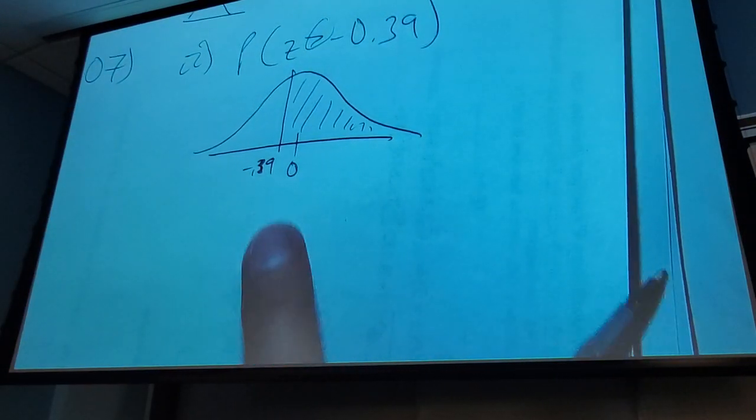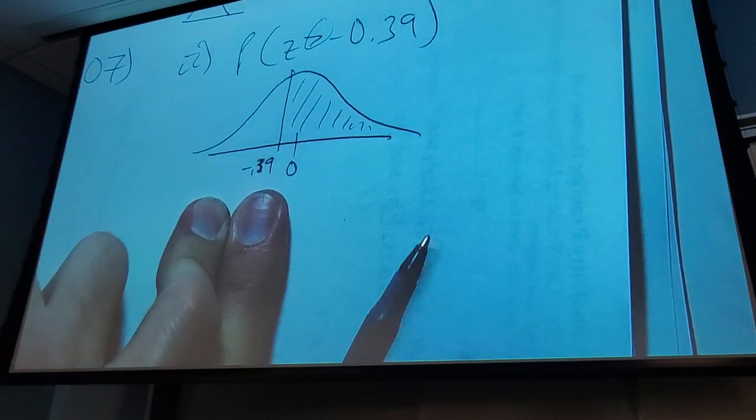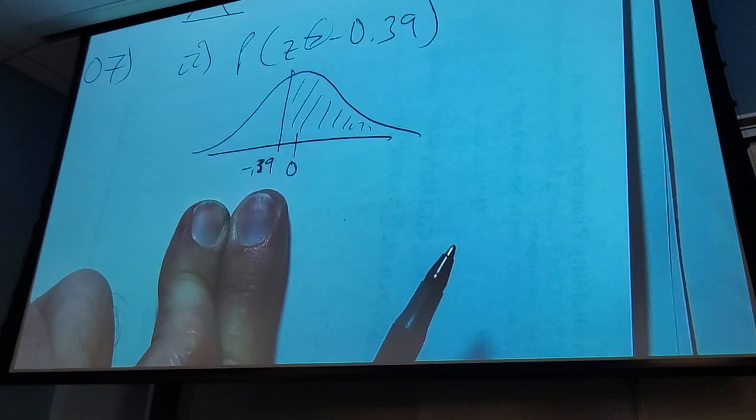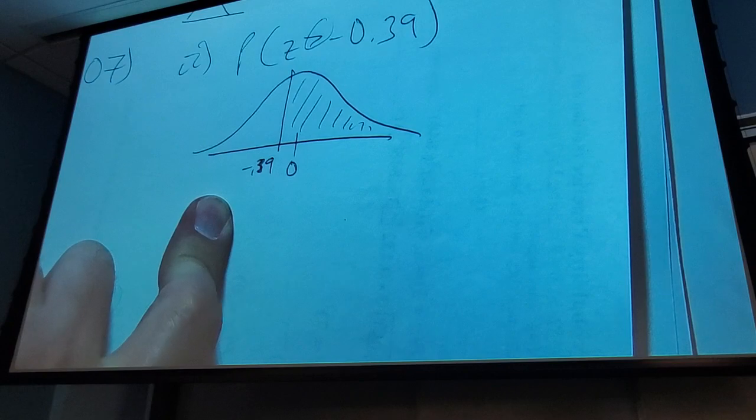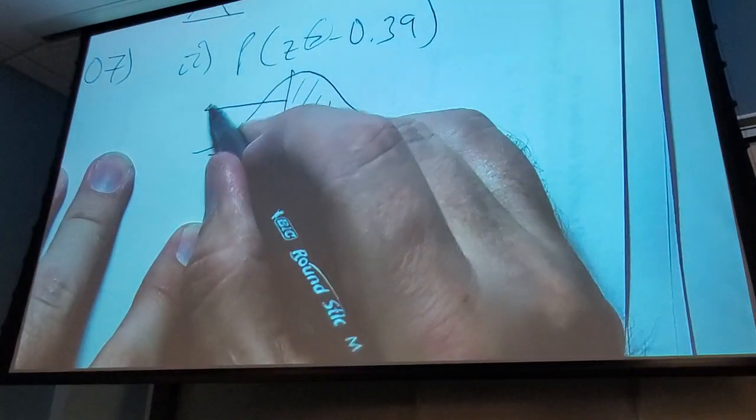So when you look up negative 0.39, will that be the answer? No. Because the chart very single-mindedly spits out the area below. So look up negative 0.39. 3483.